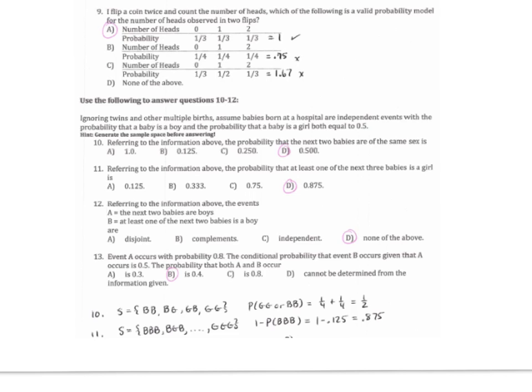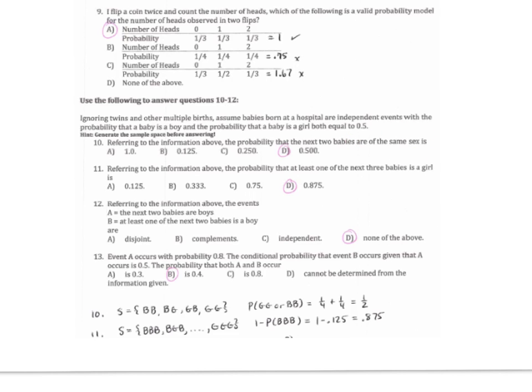As you move your way down through the remaining problems about childbirth, again, 10 and 11 were a little bit shocking to me that people would get these wrong. So what I've done is in 10 and 11, I drew out the sample spaces for you. So in 10, this is your sample space of boy, boy, boy, girl, girl, boy, and girl, girl. And the question is asking you, what's the probability that the next two babies are of the same sex?